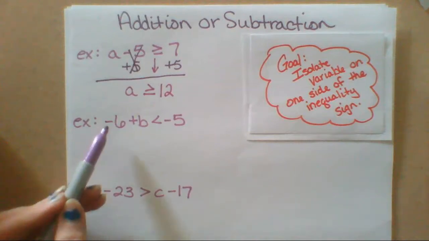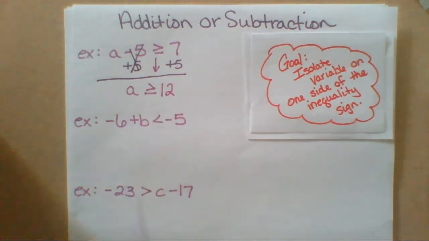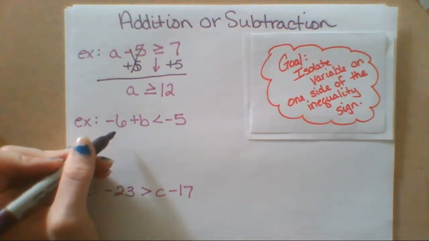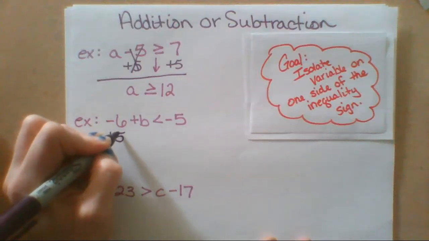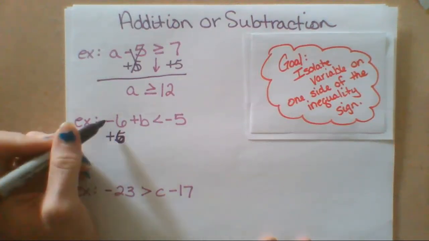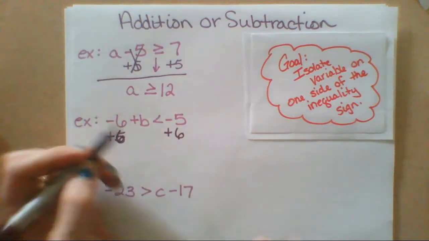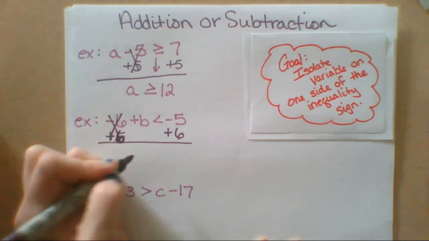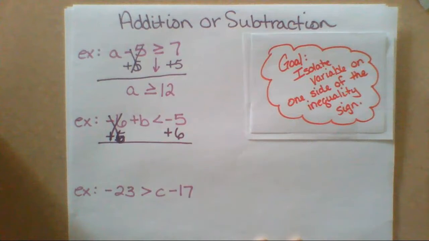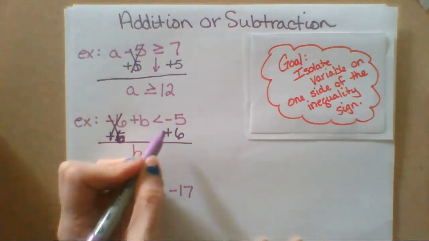In the next example, we have negative 6 plus b is less than negative 5. Again, our goal is to isolate b. So we want b all by himself. We have to think about what must be done in order for that to happen. We have a negative 6 right here. The inverse of negative 6 is a positive 6. So instead of adding a negative 6, we're going to add a positive 6 to both sides. Adding a positive 6 to both sides, 6 and negative 6 cancel out. We are left with b is less than 1.